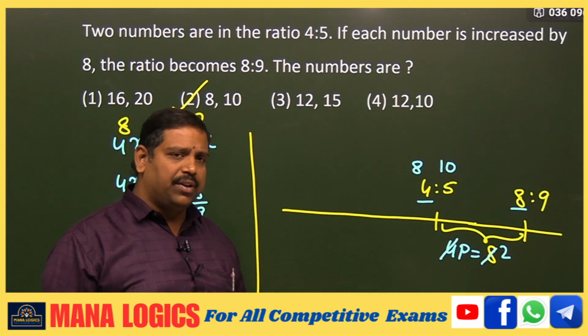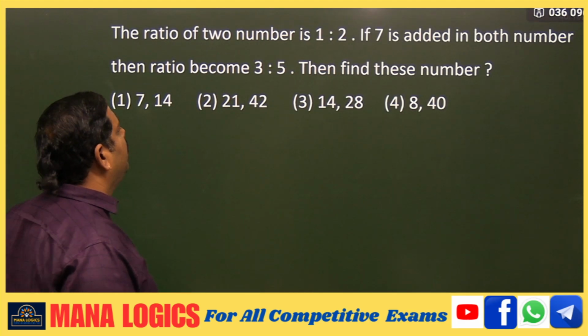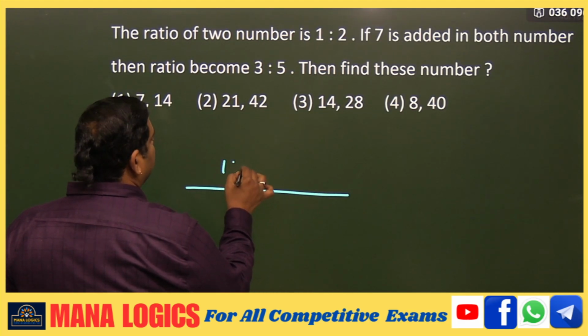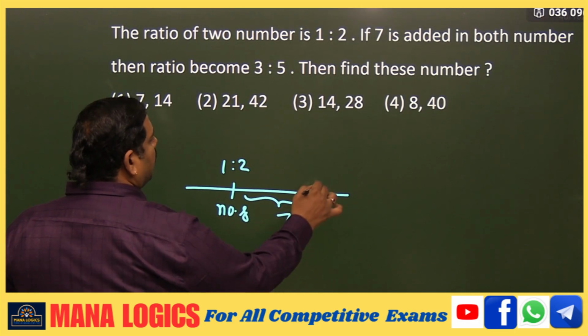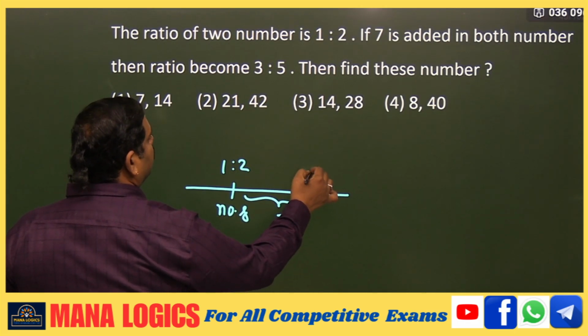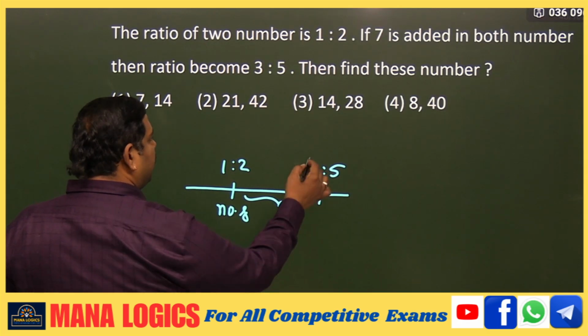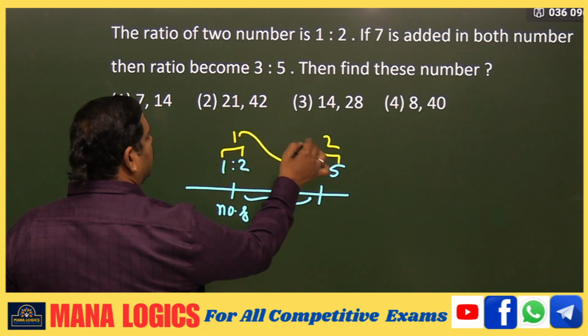Okay. Right, let's go for the next beautiful one. Since each one is added by 7, we can happily go with the line. Two numbers are in the ratio 1 is to 2. These are the numbers. Each one is increased by 7. Then the ratio became 3 is to 5. First we have to go with the differences. The difference is 2 here, the difference is 1 here. Go with the cross multiplication.